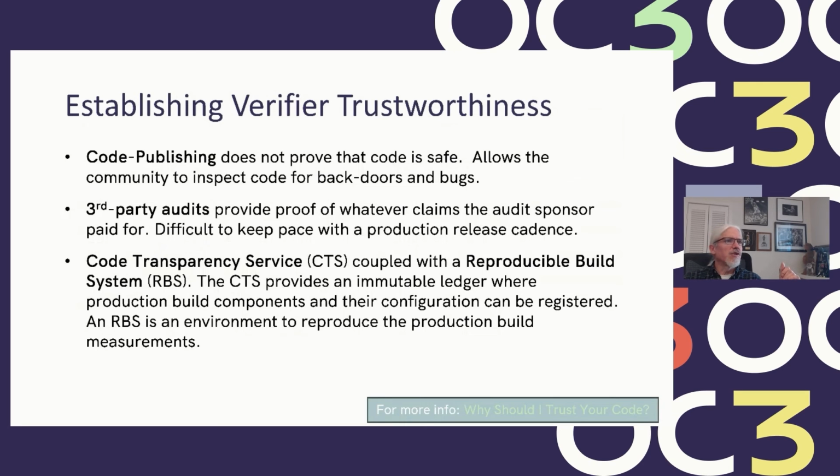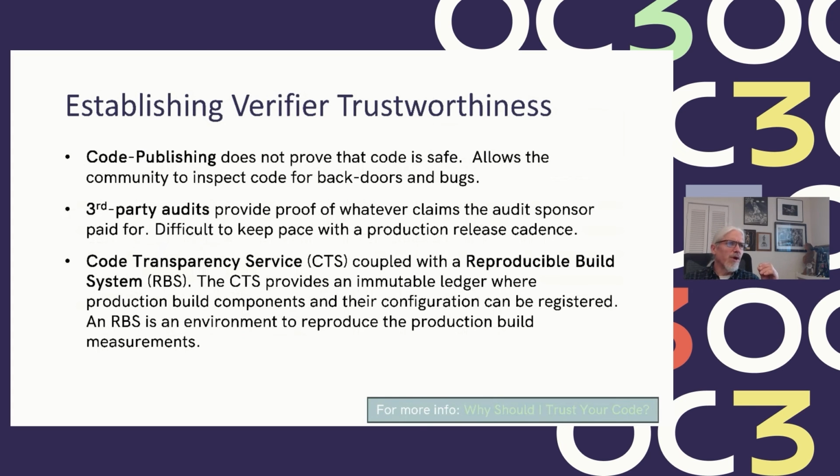Third-party audits are another way of establishing verifier trust, and we've seen folks do that. Third-party audits basically only provide proof of whatever claims the audit sponsor paid for. That introduces some interesting conflicts of interest, because the auditor is often paid for by the provider of the code. Also, it's difficult to keep pace with the production release cadence. As I noted earlier, all of the pieces inside of a SmartNIC are frequently updated, and we can't have an audit done before an important security patch is made available to the public.